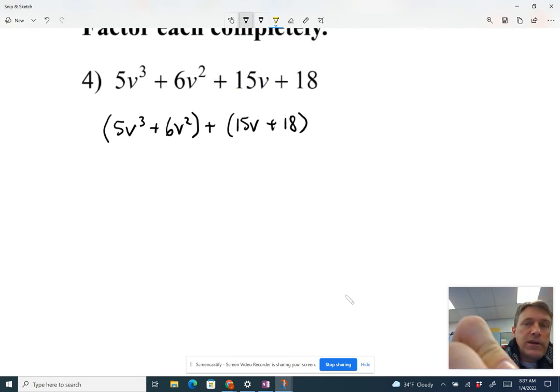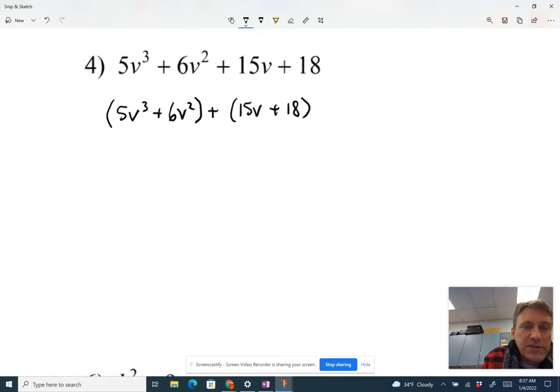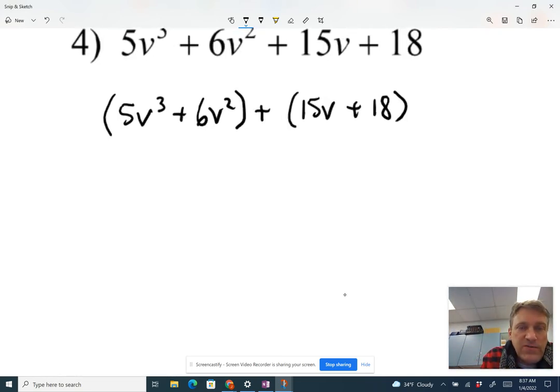Okay, so here we're looking for the greatest common factor for each of the sets of parentheses. So on this first one, I see that they both have 2 v's in common, so v squared. And then I say, well, what would I multiply by v squared to get 5v cubed? That would be 5v, because v times v squared is v cubed, plus 6. I've already taken out both of the v squareds with this v squared, so it's just plus 6.